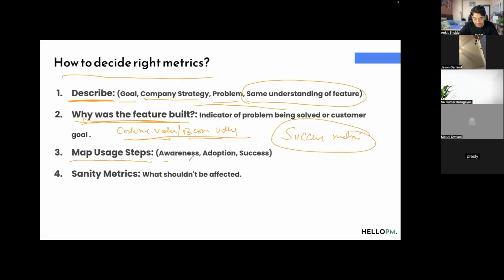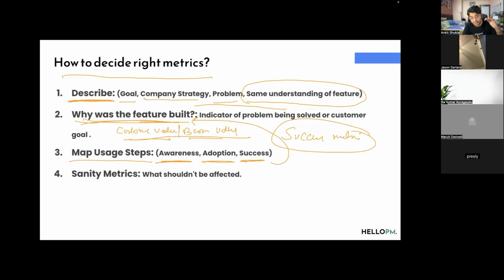The first step is awareness. Awareness is, are your customers actually aware about this feature or not? The second is adoption. Are people actually using this product? Are they using it frequently or not? And the third is success, which is the same metric that we have talked about, why this feature was built. If you are able to break down your metrics into three parts, then you should be able to go ahead and give the answer to this question.